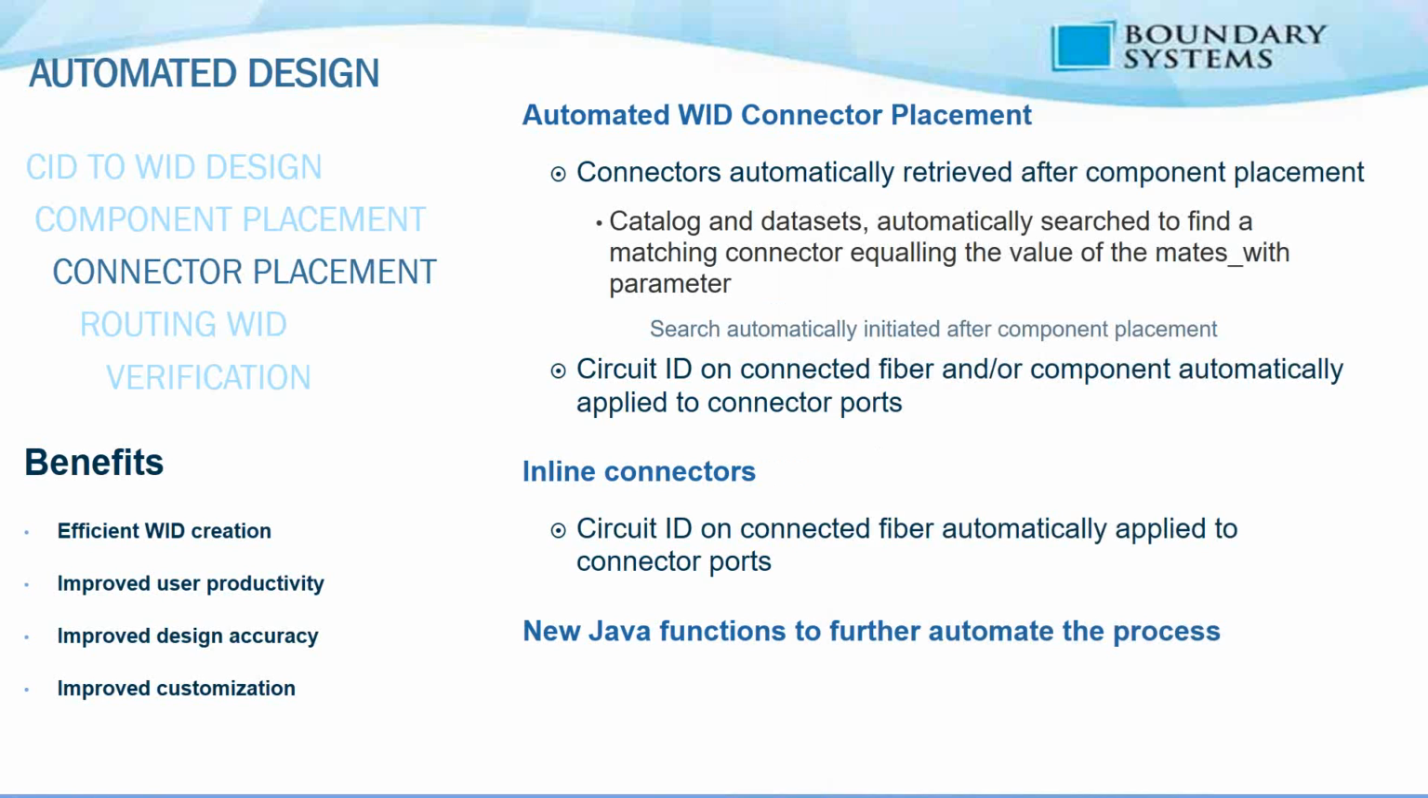Also with the component placement, there are some automated WID connector placements. Since you're transferring that information over to the wiring interconnect diagram from the circuit interconnect diagram, you can check to see if all the components match. It's very much like transferring the information from Creo Schematics to Creo Parametric. There are verification tools, which we'll talk about in just a minute.